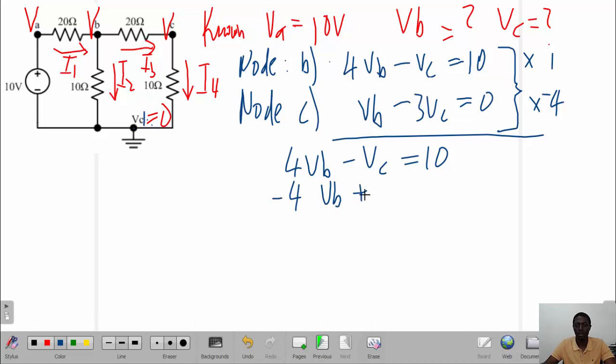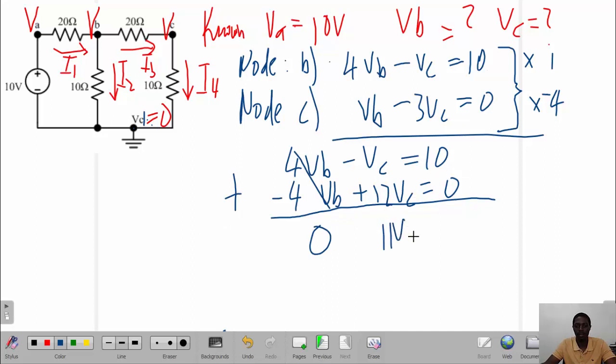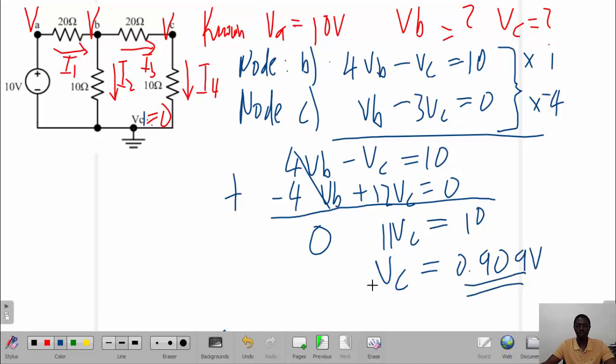This is plus 12VC is equal to 0. So from here, we can see that when we add, this cancels out. So we've got 0 here. We've got 11 VC, which gives us 10. And when we get the value for VC, it's supposed to give us 0.909 volts. That's the value of the potential at VC.